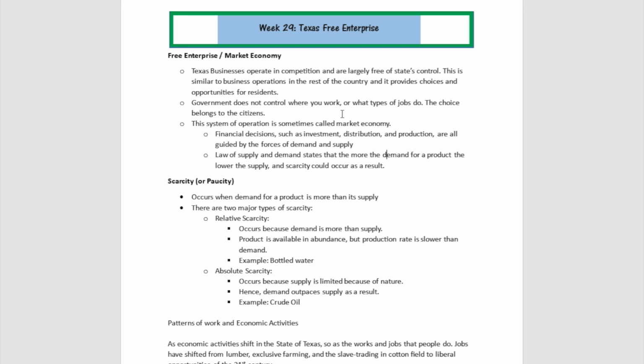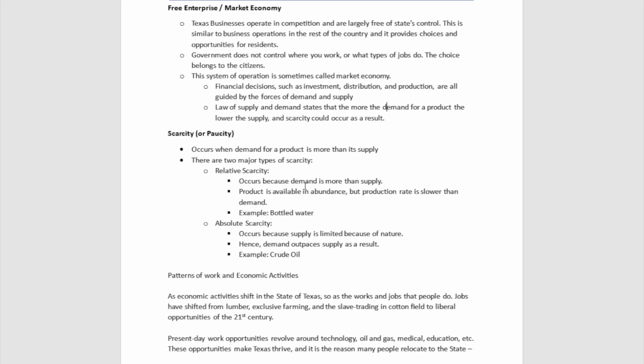Well, it creates what we call scarcity or paucity, which occurs typically when demand for a product is more than its supply. And then there are two major types of scarcities: relative scarcity and absolute scarcity. What is relative scarcity? That occurs because demand is more than supply, but the production rate is slower than demand. So it's not like there is an absolute scarcity, in which demand is more than supply because there is a limited amount of the product in nature. So that's going to be the difference over there.